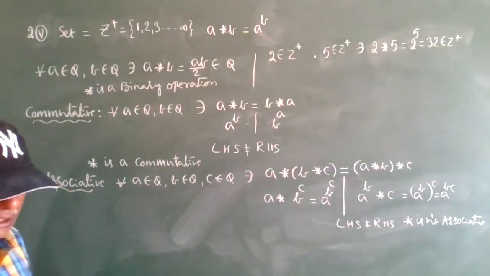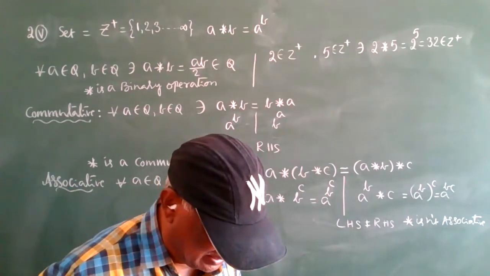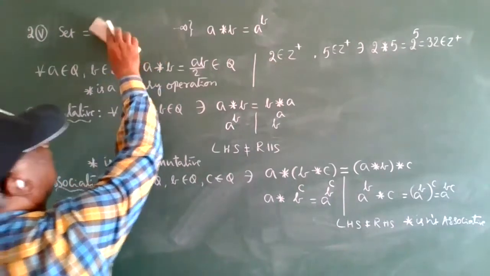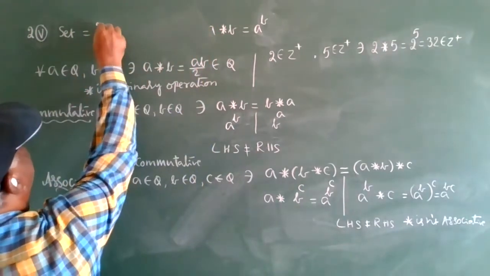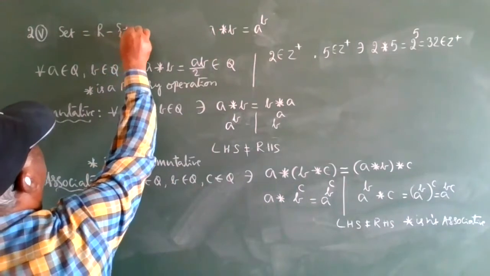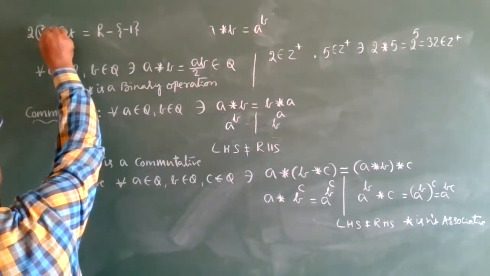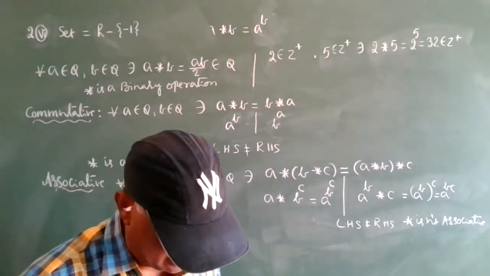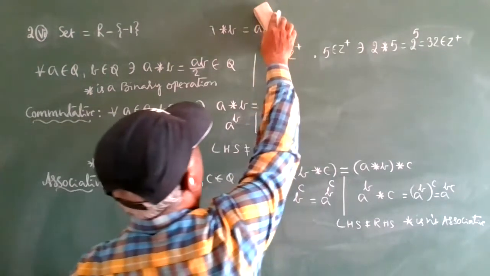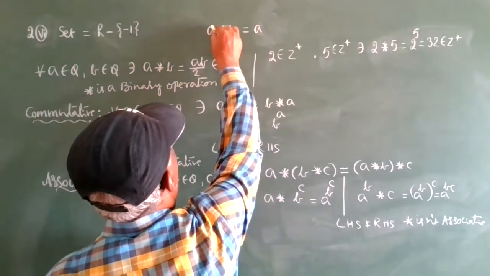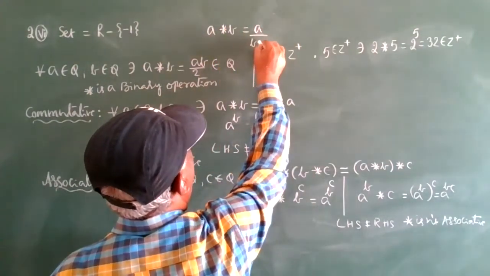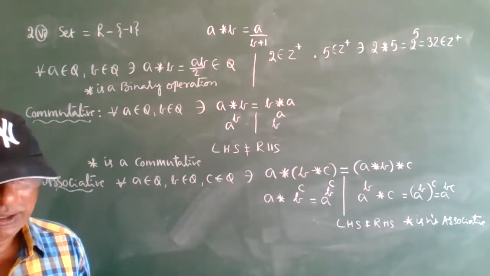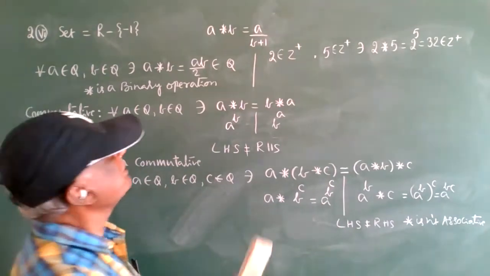Sixth bit. Set A is given by all the real numbers except -1. A star B is equal to A by B plus 1, first element by second element plus 1. So it is a real number. So first you have to check binary operation.